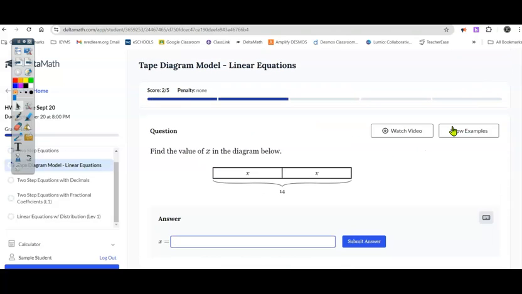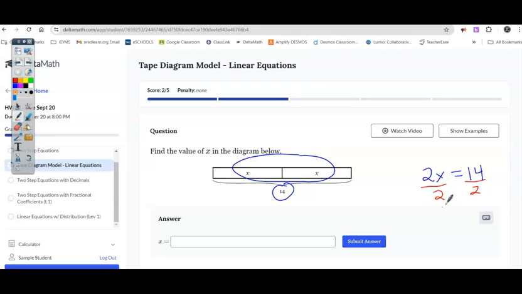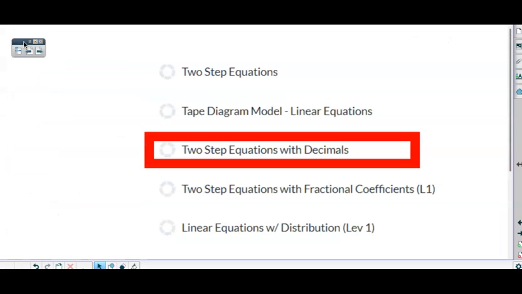One more time. The tape diagram has a solution of 14, and it looks like it has just 2 x's here. Simple math, divide both sides by 2, and get our final answer. All right, we're going to move on to the third topic now. Two-step equations with decimals.